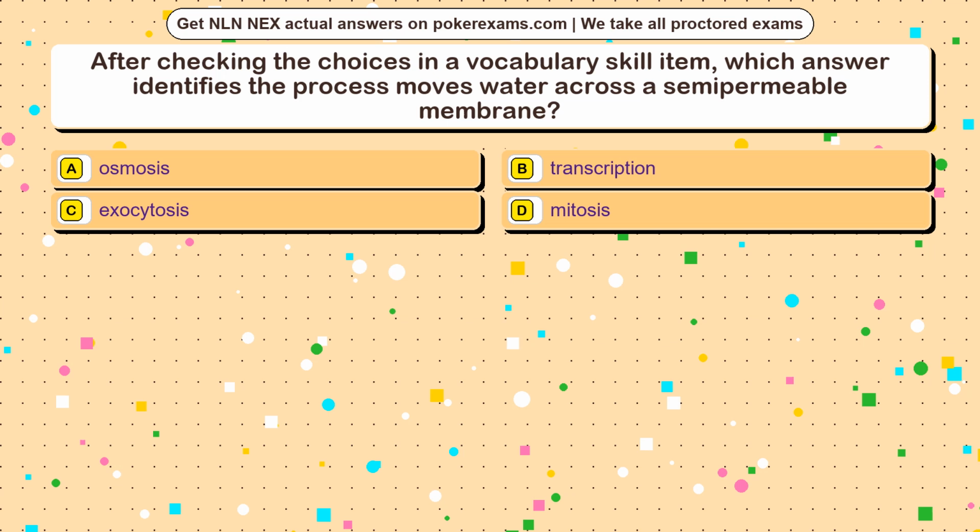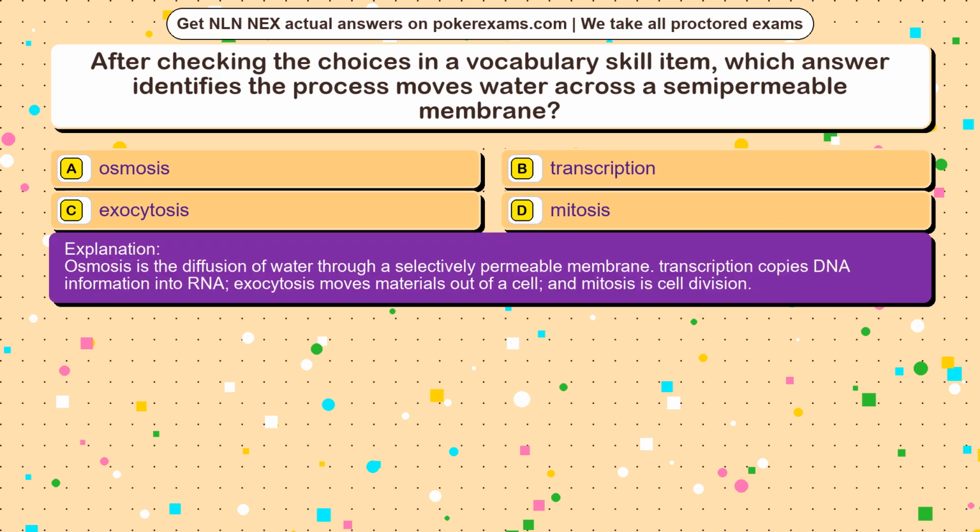The correct answer is option A. Osmosis is the diffusion of water through a selectively permeable membrane. Transcription copies DNA information into RNA. Exocytosis moves materials out of a cell, and mitosis is cell division.